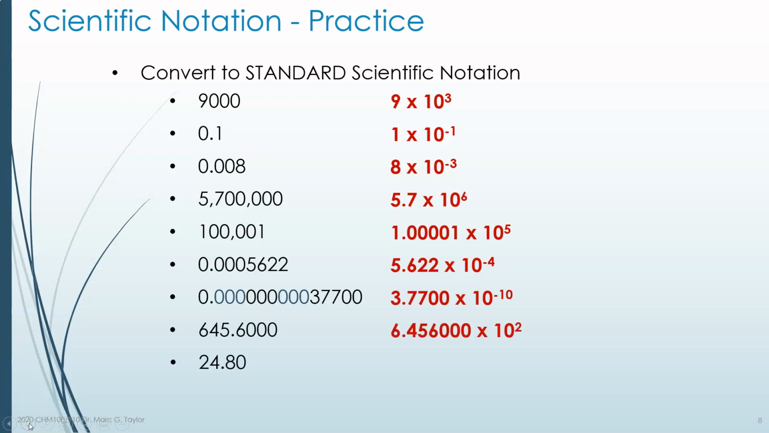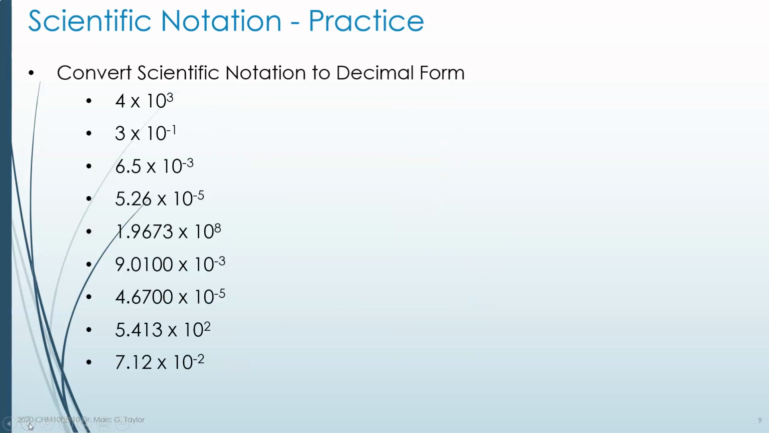You can see that you're just moving the decimal place and compensating by the powers of 10. If we do the other way around, so we're starting with scientific notation and we're writing the standard decimal format of the number, let's look at the first one. We have 4 times 10 to the 3.